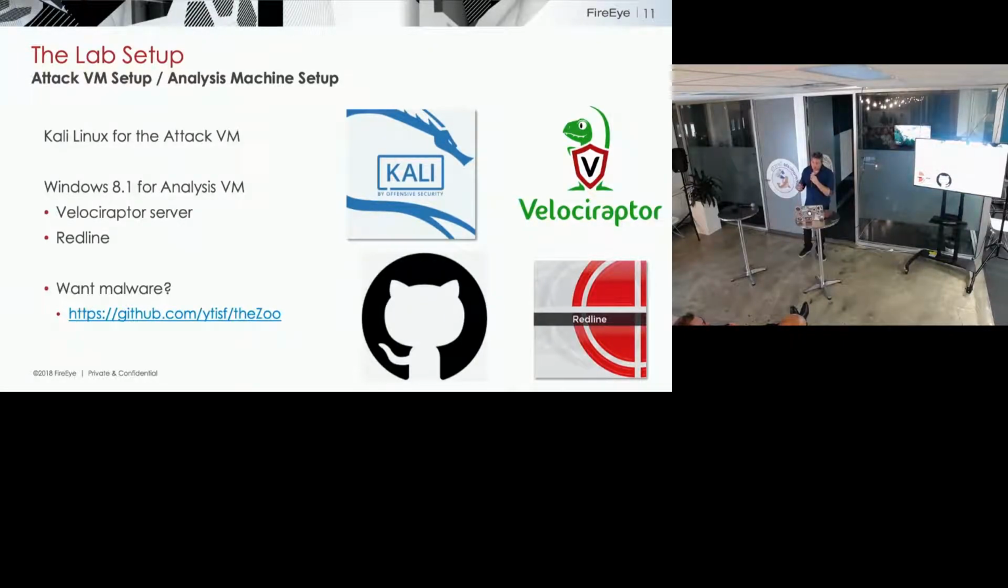Now, me personally, I use Windows 8.1 for an analysis VM. That's just for personal historical reasons. Just haven't switched to 10. You can use whatever you want. But basically what I have on there is I'm running Velociraptor server, and I'm also running Redline. So Redline allows me to basically pivot through different registry artifacts, check out running services, etc., etc. Another free FireEye tool. Can you tell I work for FireEye?